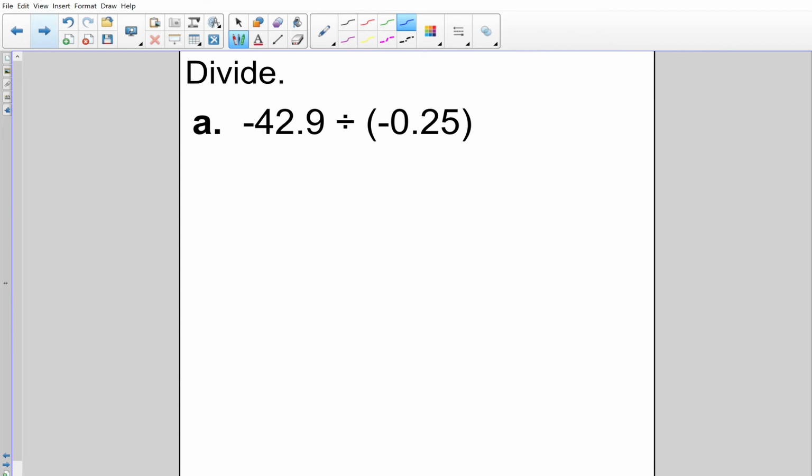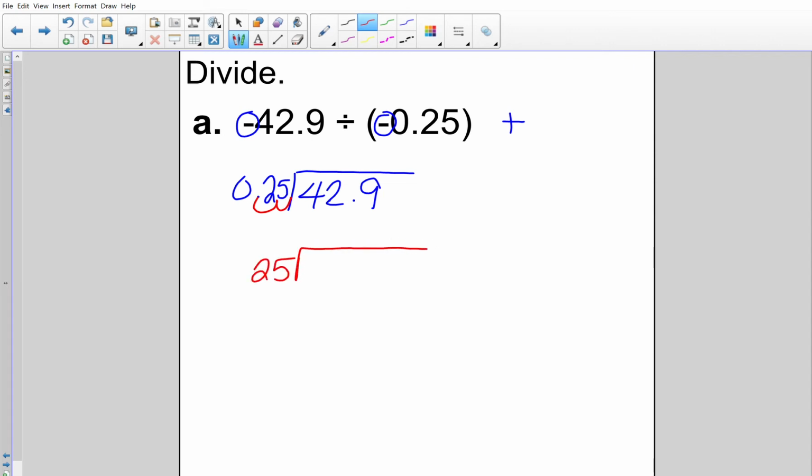Okay, so this one, to kind of make it simplified here, first I'm noticing I have a negative and a negative. So right away, I know that this is going to yield a positive, so I can kind of forget about the signs for now. So what I have is 42.9, and I'm going to divide that by 0.25. So what I want to do is get rid of this decimal, and if I move it to the right twice, it creates the number 25, which is nice and whole.